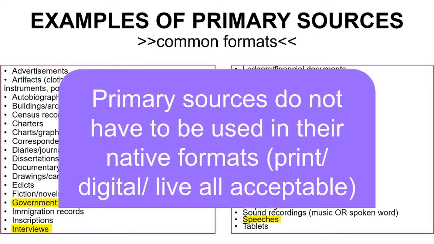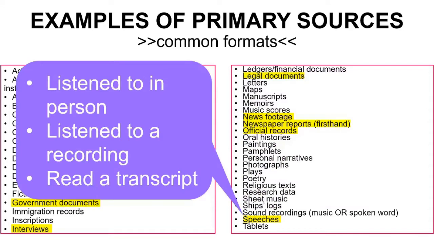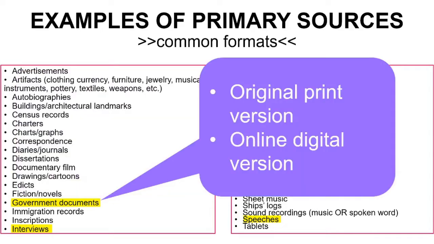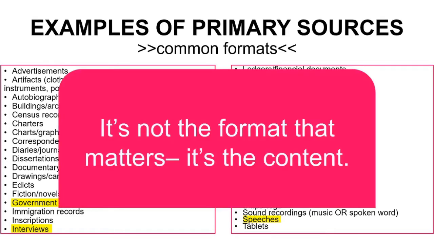Now, it's important to remember also that primary sources do not have to be used in their native formats. Print or digital, anything is acceptable. So for example, if you're using a speech as a primary source, whether you listen to that speech in person, listen to a recording of it after it happened, or read a transcript of the speech, they all count as a primary source. Same for government documents. Whether you use the original printed version or the online digital version, it's the content that counts. It's not the format that matters, it's the content.